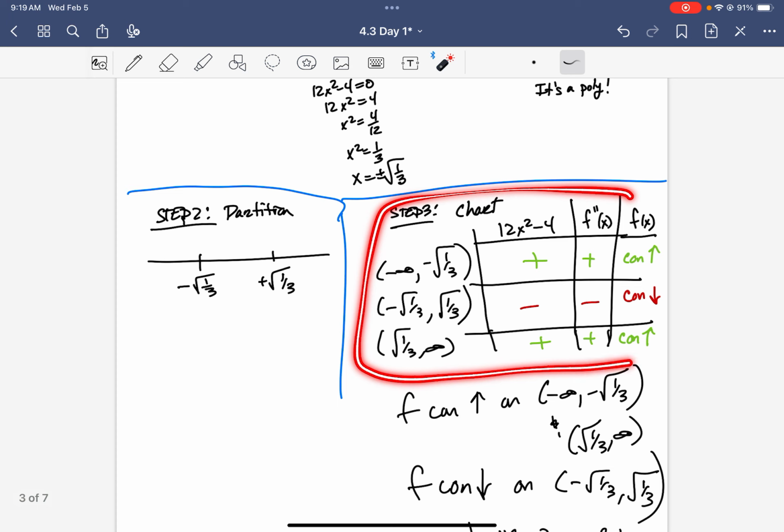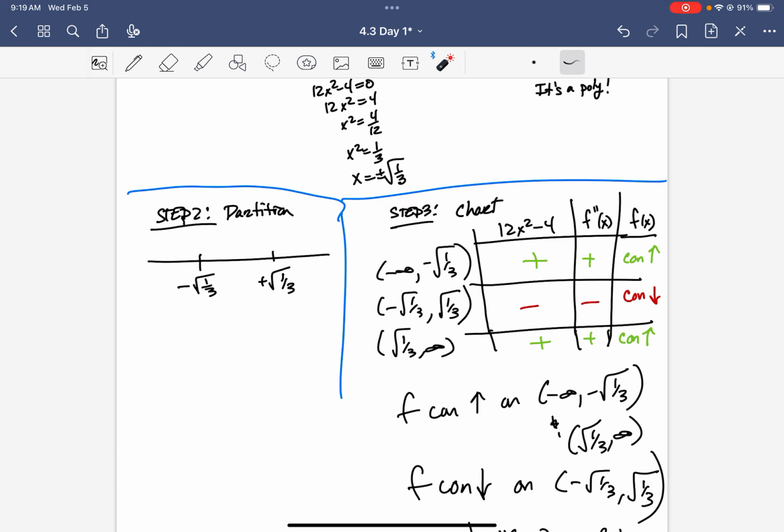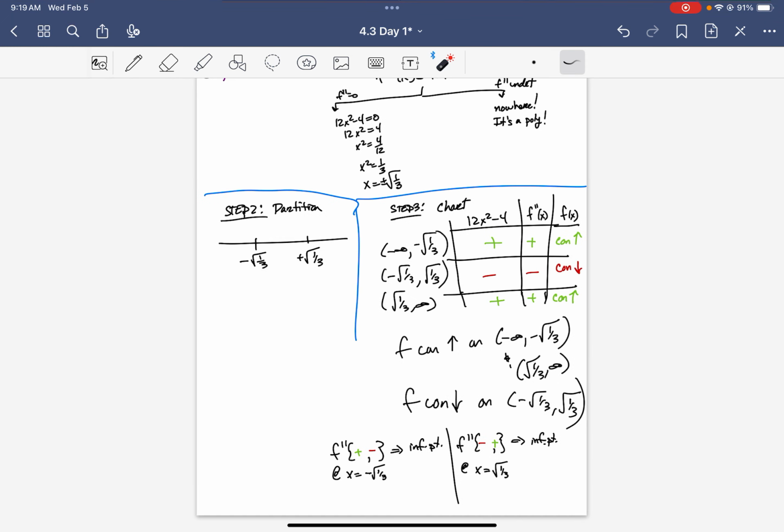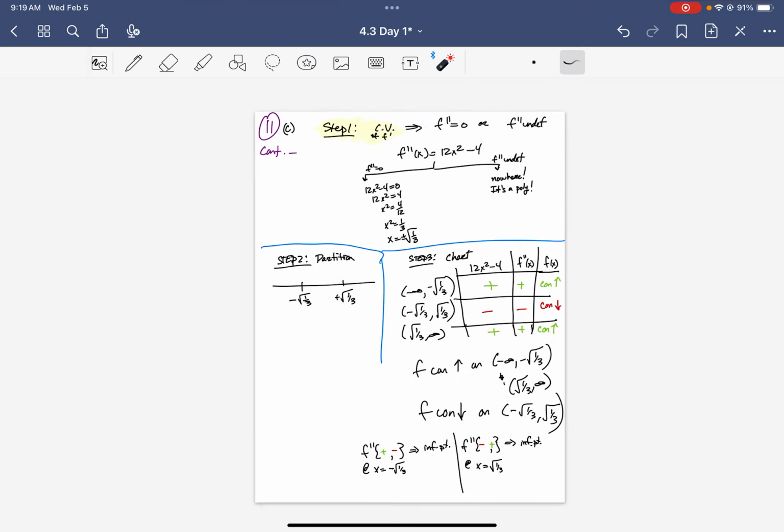And you can fill out the rest of the chart. So notice here at negative square root of 1/3, I go from concave up to concave down. And then down here at square root of 1/3, I go from concave down to concave up. So those are points where I change concavity. So I have an inflection point, right? And that's how we write it. All right.